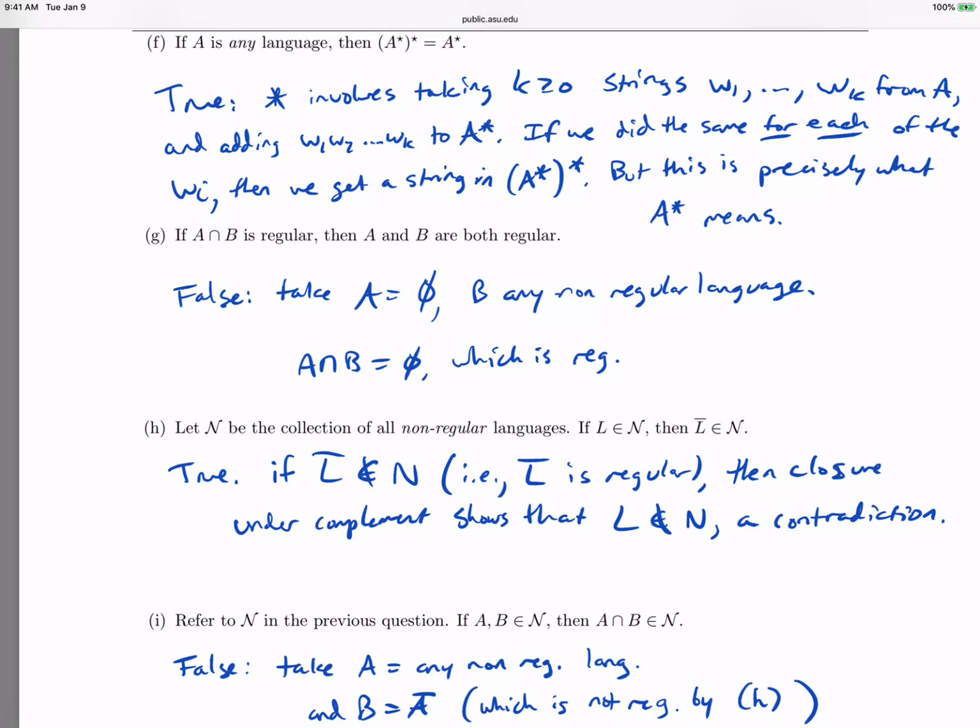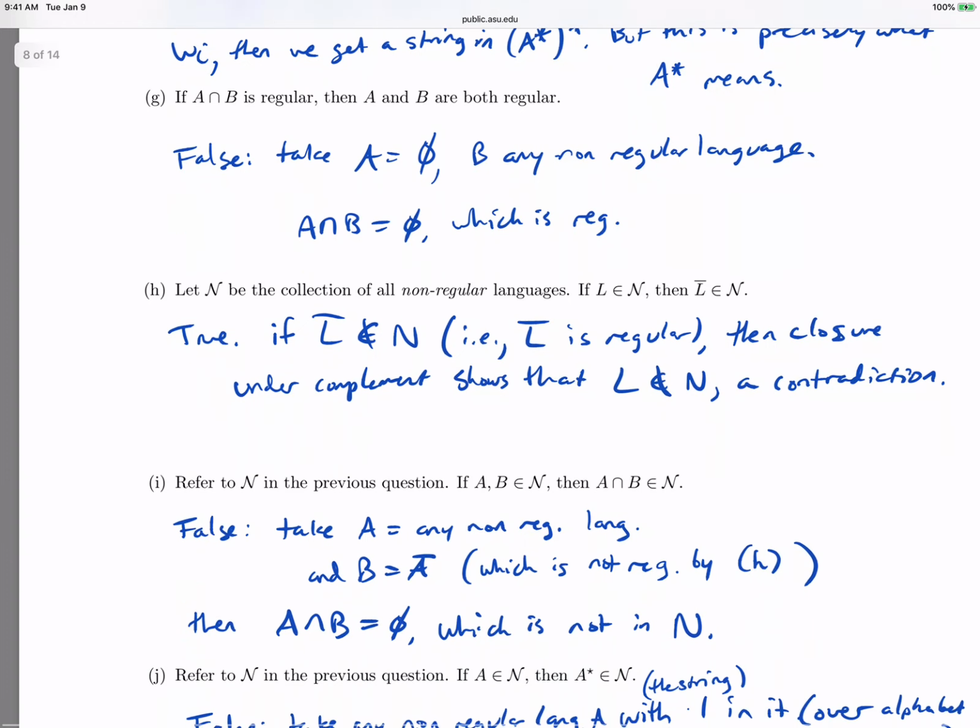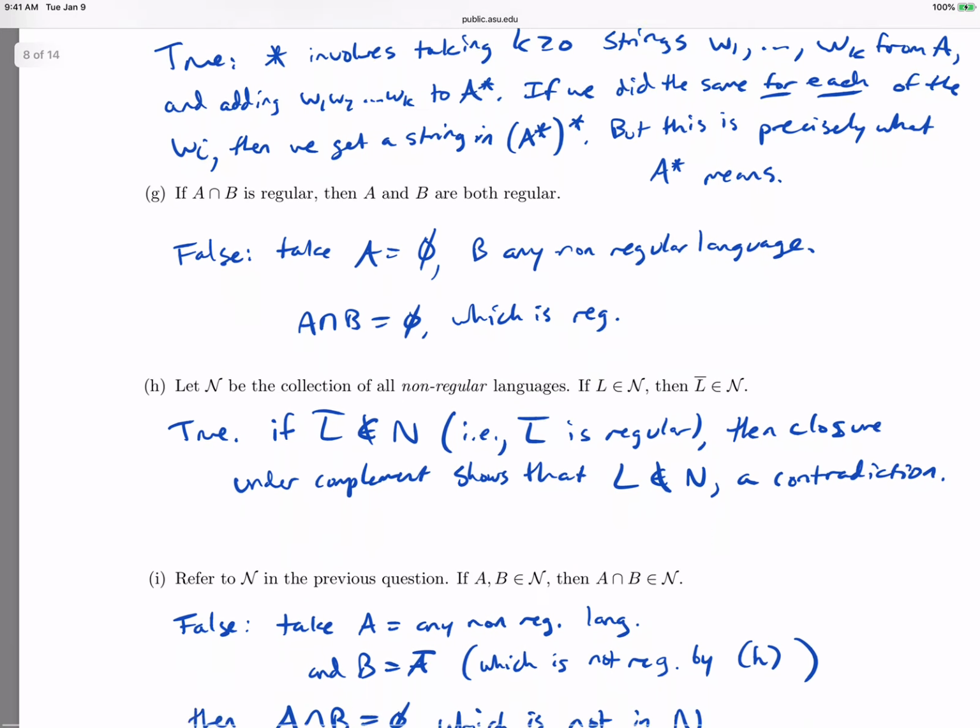So an example would be, take A to be empty and B any non-regular language at all. Well, the intersection is the empty set, because the intersection with the empty set is the empty set. And the empty set is regular, so therefore this is not true, that A and B are both regular. Okay? Yeah, so that was G.